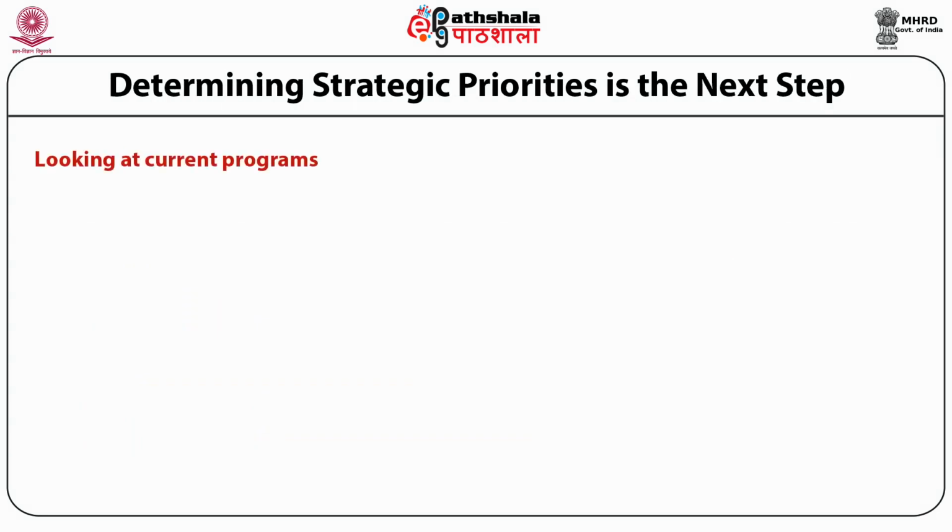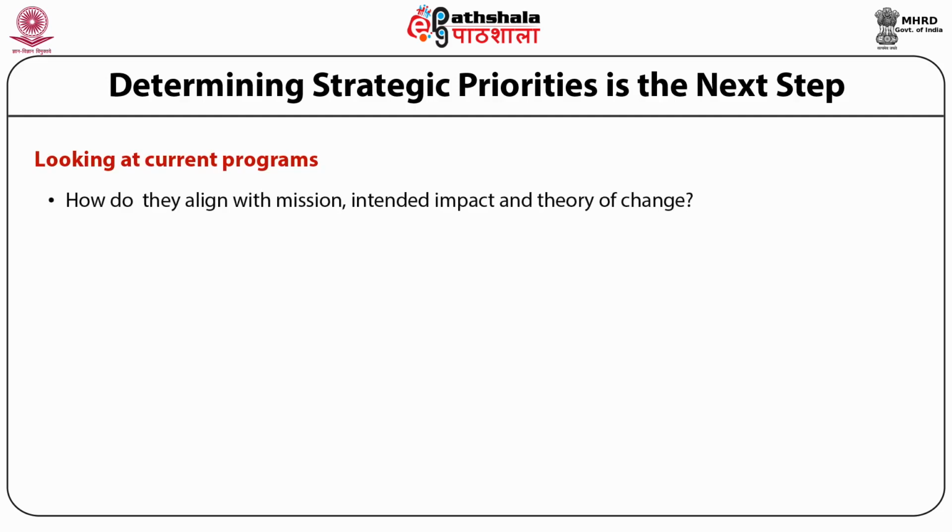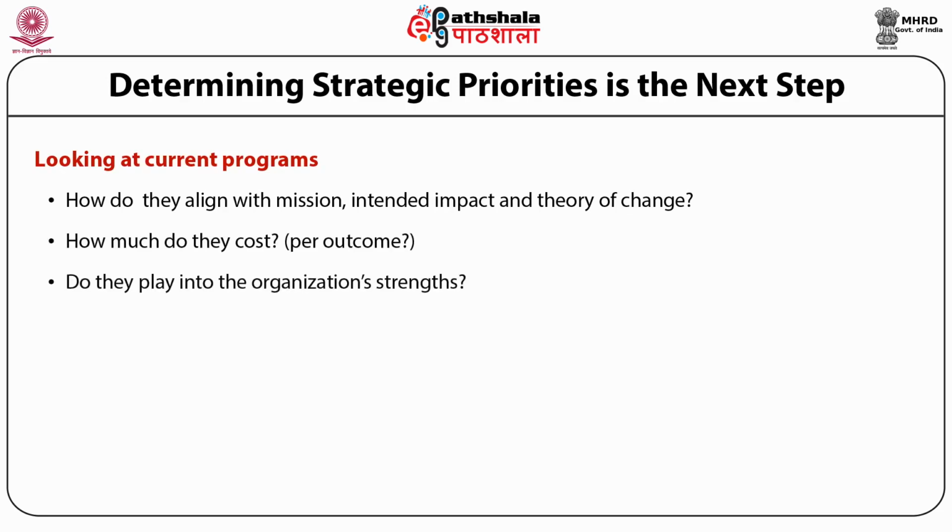Determining strategic priorities is the next step. Looking at the current programs, how do they align with the mission, intended impact and theory of change? How much do they cost per outcome? Do they play to the organization's strengths?